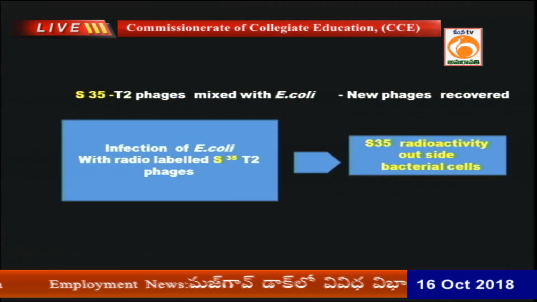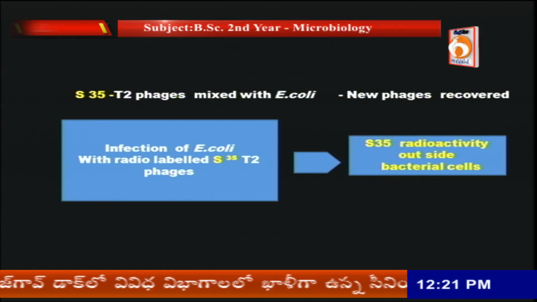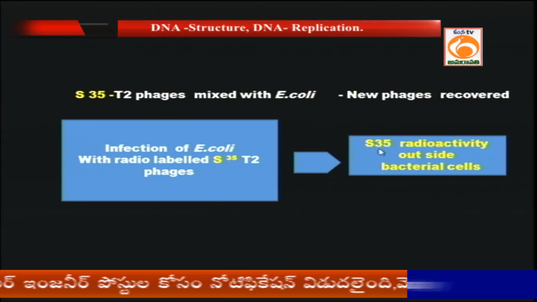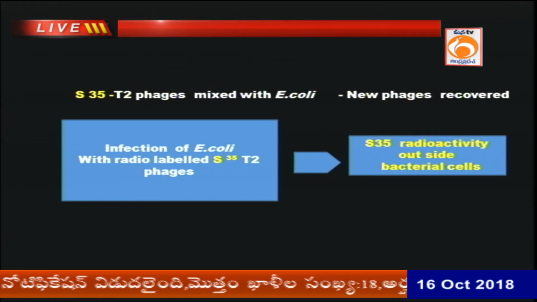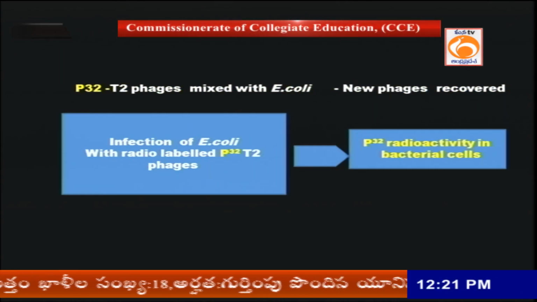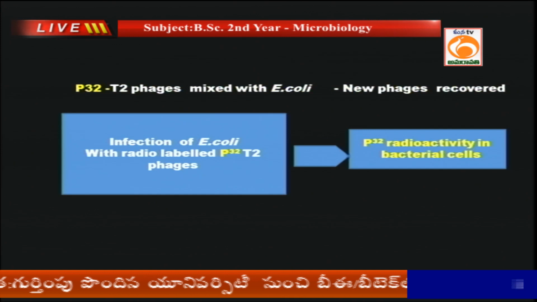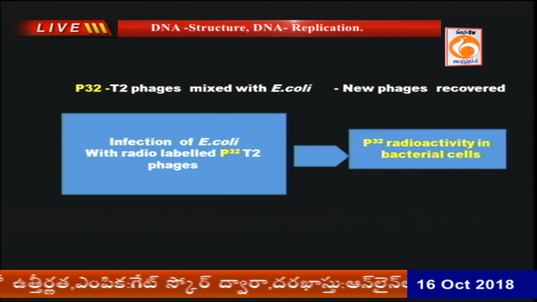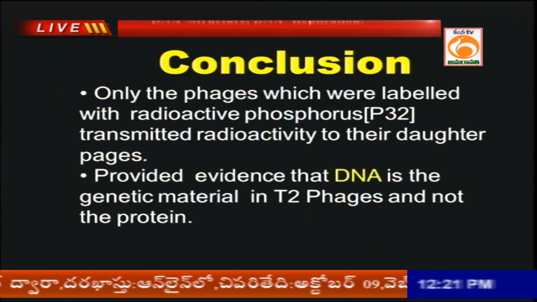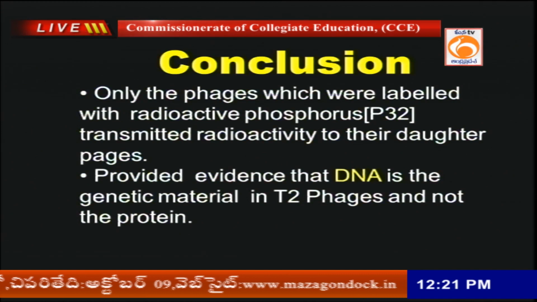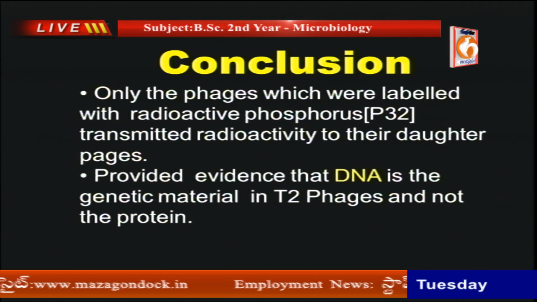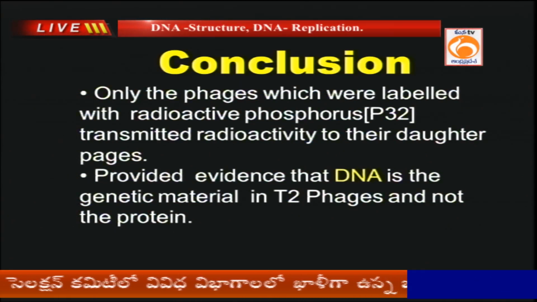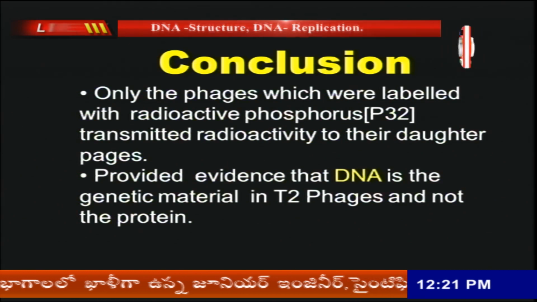Now, I am talking about the radioactivity. The radioactivity was outside the bacterial cells when treated with sulfur 35 radio-labeled viruses, but it was inside the bacterial cells when treated with phosphorus 32 radio-labeled viruses. So, coming to the conclusion, the results of this experiment: What did this experiment provide? This experiment provided strong evidence that DNA was the genetic material in T2 phages.